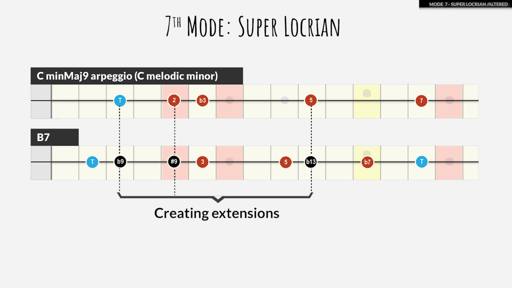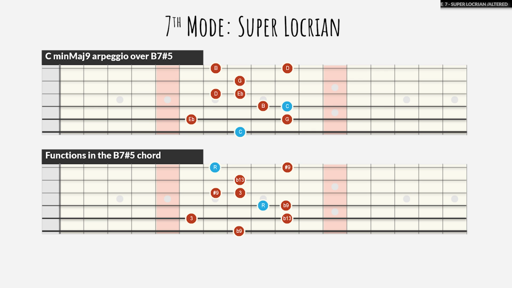Playing the minor major 9 arpeggio of the parent scale will also result in a beautiful outside sound over dominant chords. Here is the altered scale over a dominant chord.